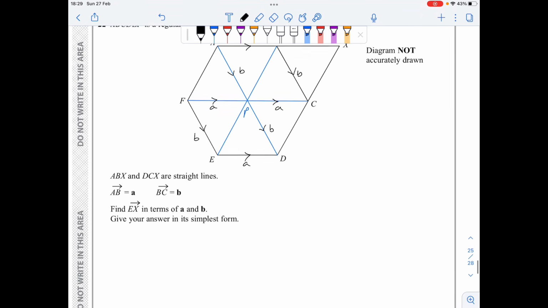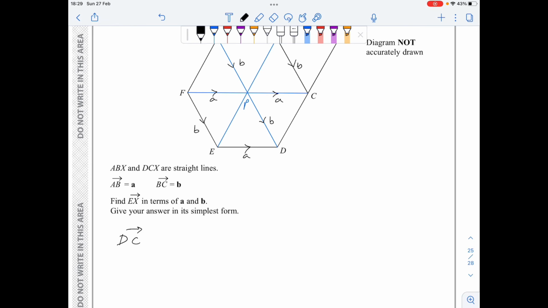So now I can work out DC, this one, as minus B plus A, because it's D to P plus P to C. So this is minus B plus A, which you can rewrite as A minus B.